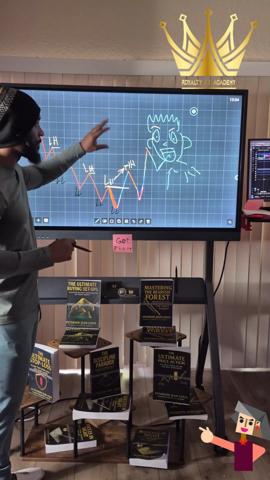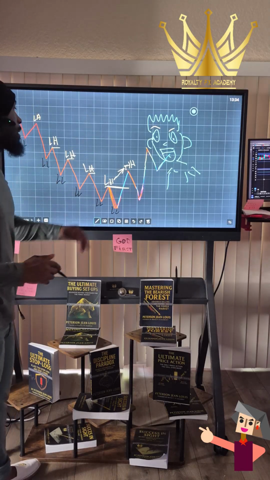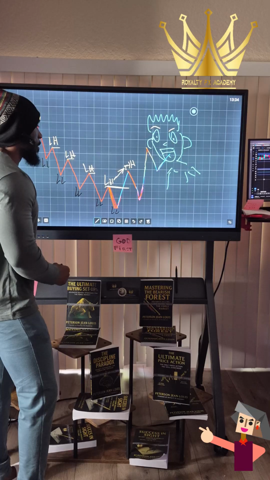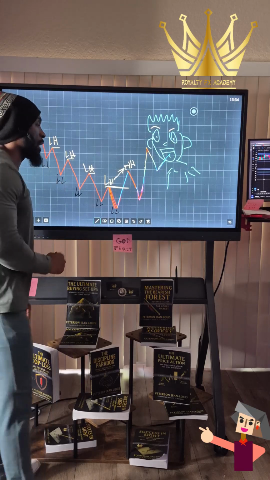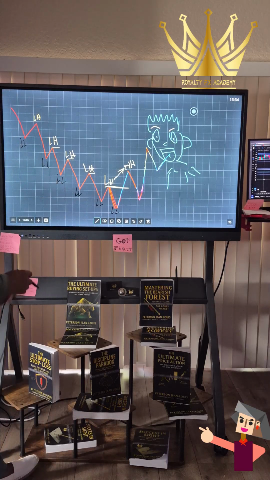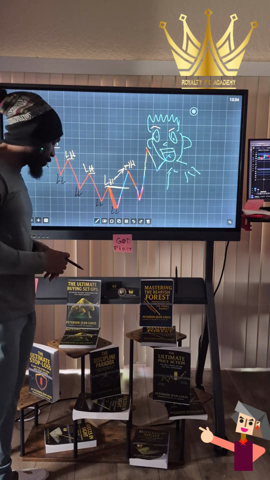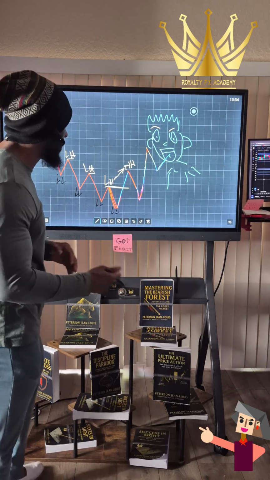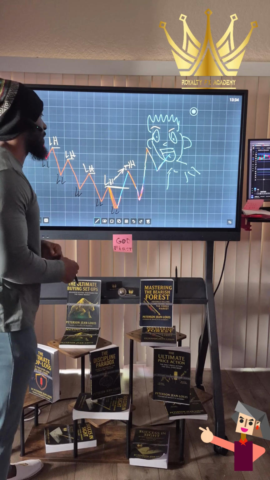I want you to see it. Now, again, market was giving us lower lows, right? At this point, it went and gave us a new high that's higher than the previous high. Now, with a trend going from bearish to bullish, we look to buy at the high low.